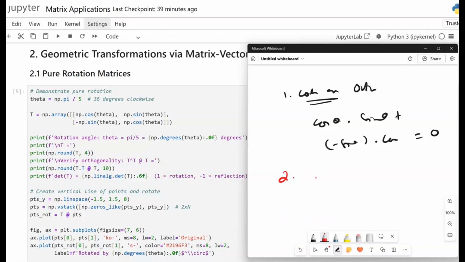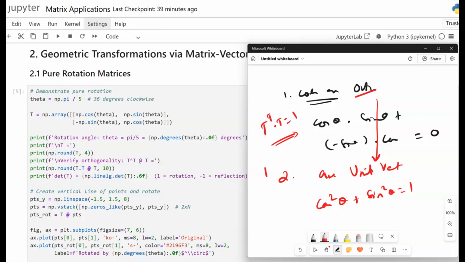And the second property, yes, of course, columns are unit vectors. It is specified as the Pythagorean identity. What is it? Yes, of course, cos square theta plus sin square theta equals 1. So a matrix with orthonormal columns is called an orthogonal matrix. A matrix T is orthogonal if it satisfies T transpose multiplied by T equals I, which means, of course, T inverse equals T transpose.